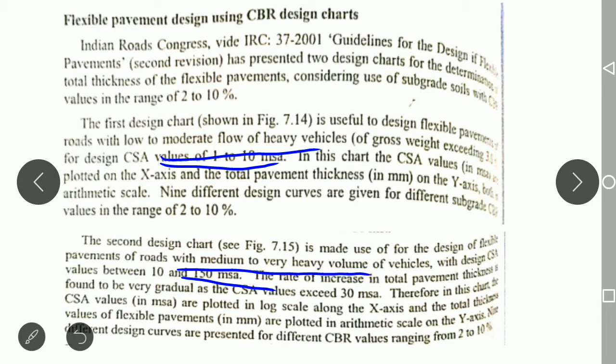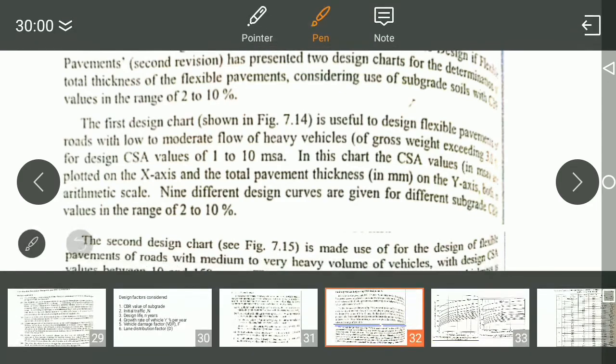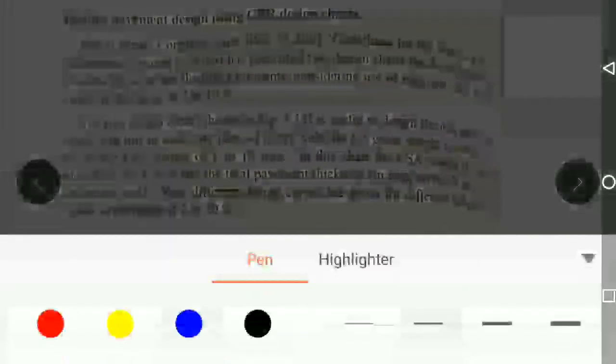And one more thing: if the cumulative standard axle value is 1 to 10, then we can use the first graph. If it is 10 to 150, then we will use the second graph. I will highlight it for you, just observe here.